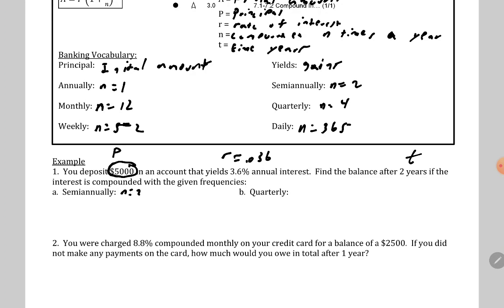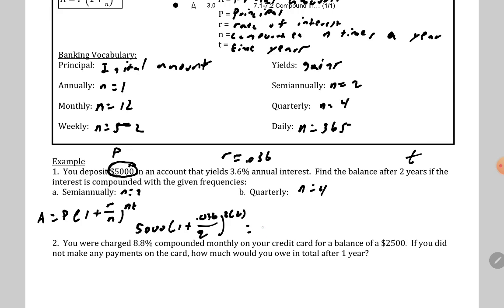So let's go to our formula here. A equals P times (1 plus R over N) to the NT. So we plug in all our numbers. 5,000 times (1 plus 0.036 over N, which is 2) to the 2 times 2. So that'll give me about $5,369.84.